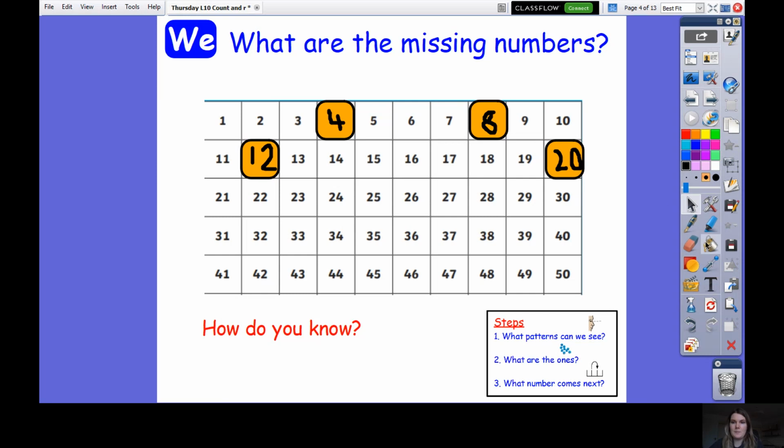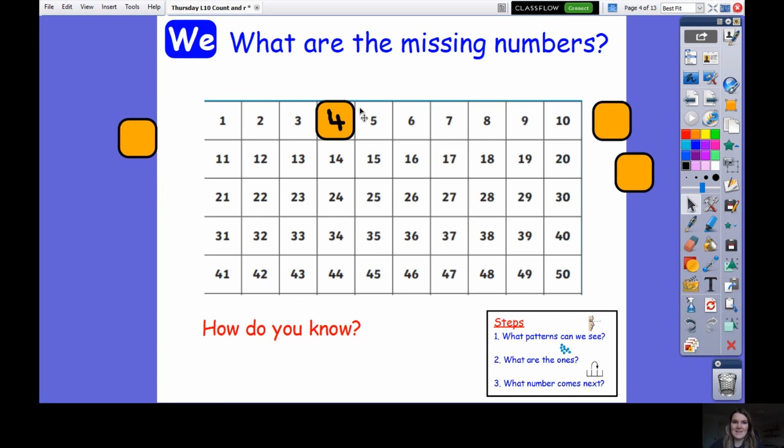Okay, should we see if we were right? So we think this one's 20. Yeah, well done. And this one should be 8. Is it 8? Yep. And this one we thought was 12. Is it 12? Fantastic. And this last one we said was 4. Is it 4? Fantastic. So the missing pattern was the 2s. I'd taken away some of the 2s.